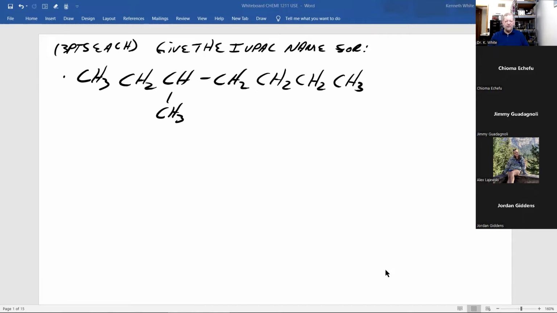And something I remember to do is the following. I'll wait a little while. And all I'm asking you to do is find the longest chain. Remember, chain means carbon atoms linked together like a chain.